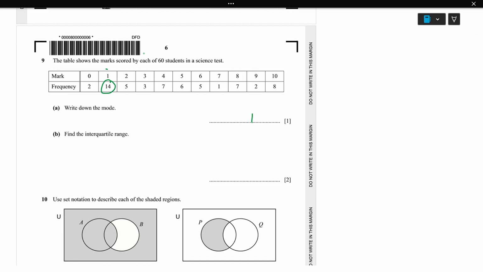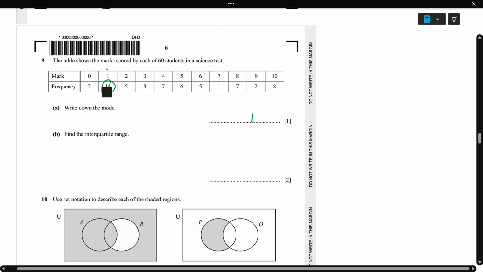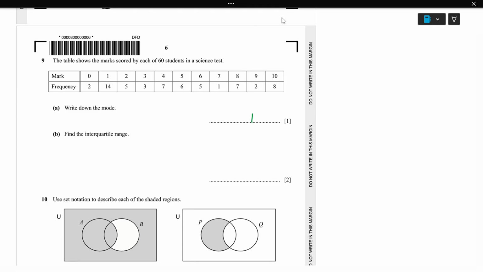Find the interquartile range. For the interquartile range we need to do the third quartile minus the first quartile. Okay, so for that cumulative frequency is required. This is the cumulative frequency. Just add up: 2 plus 14 is 16, 16 plus 5 is 21, 21 plus 3 is 24, then 31, then 37, then 42, then 43, then 50, 52, 60. The last one has to be the same as the total, so 60 is correct.